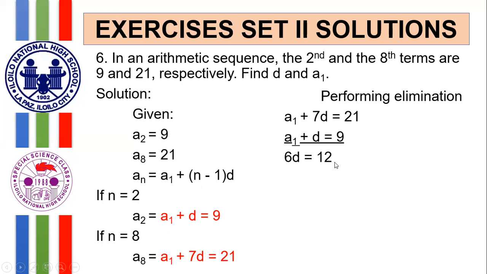So in 6d equals 12, we will divide both sides by 6. And that gives us d as 2. Hence, the value of your common difference is 2.